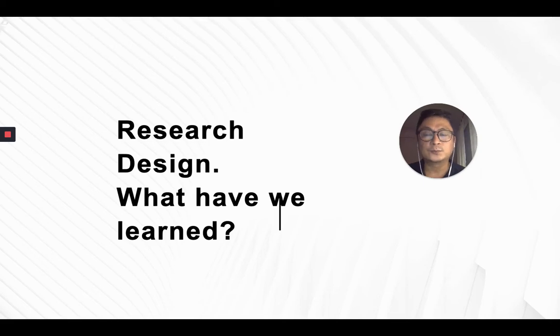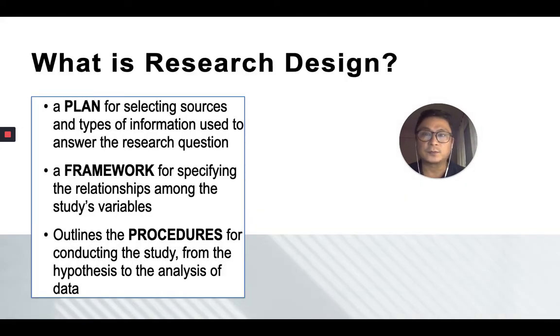Okay, so what have we learned about research design? We learned what research design is about. It's a plan, it's a framework, it outlines the procedures for what we're going to do. But the main thing is that for our thesis, research design essentially corresponds to chapter 3 of your proposal. So you can think about your chapter 3 as the part where you write up your research design.